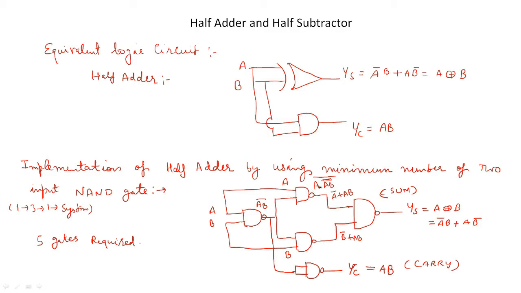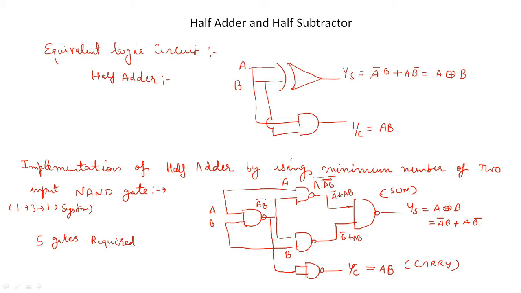So here your output will be A dot AB bar whole bar, and from De Morgan's law you can write it as, A, it is like XY, so XY bar will be X bar plus Y bar. So it will be A bar plus AB whole bar, and AB whole bar is already there, so it will make AB double bar, which will be equal to AB.